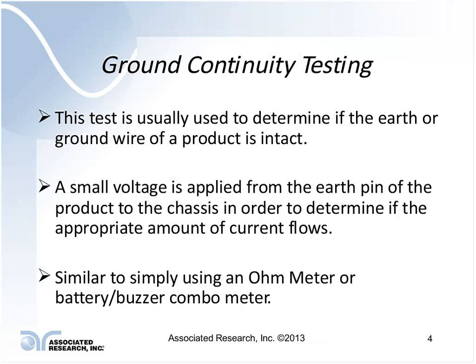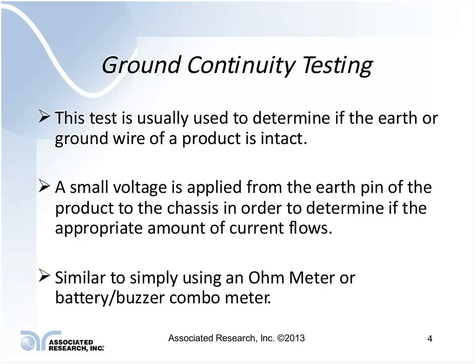When I say ground continuity testing, this is just a test that's used to determine if the ground or earth wire of the product is intact. That's it. We're not talking about heavy loading of the circuit. It's just a small voltage applied to the earth pin of a product, or their ground pin, and then the other side of that would go to the chassis, and we just want to know if current flows, just a small DC current, and what that would tell us is if there's a path there.